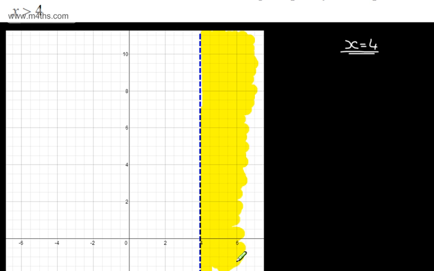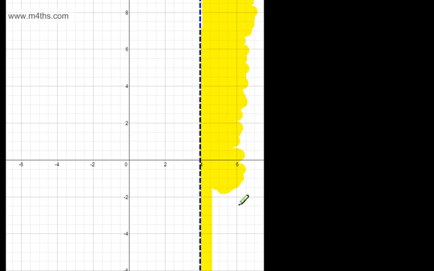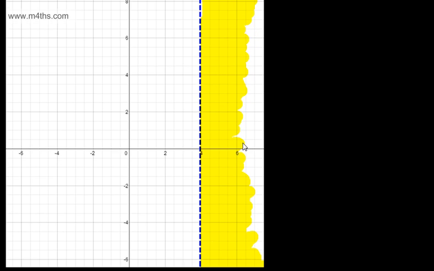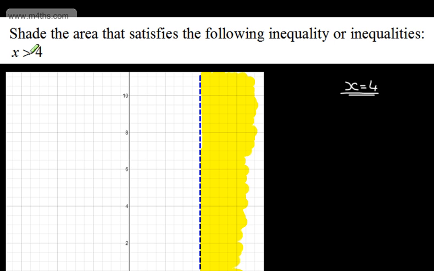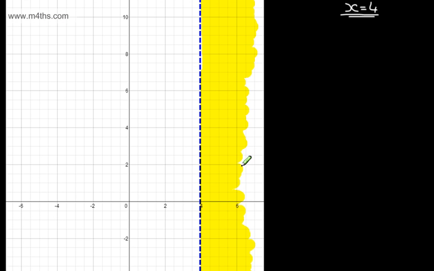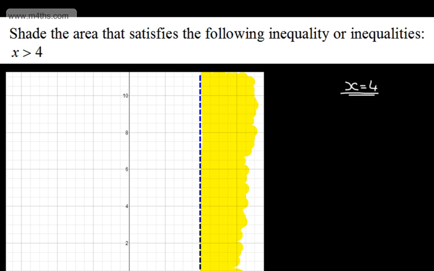If you're ever unsure whether you have the correct side, just test a point. So if we look now, I can see that I've shaded in the region that includes the 6. Is 6 bigger than 4? Quite clearly it is, so we've got the correct region. So all values beyond this line will satisfy this inequality.